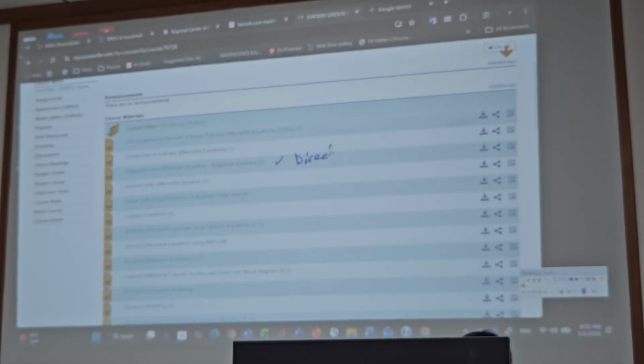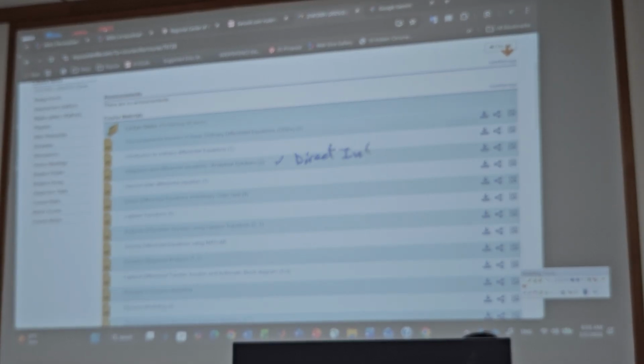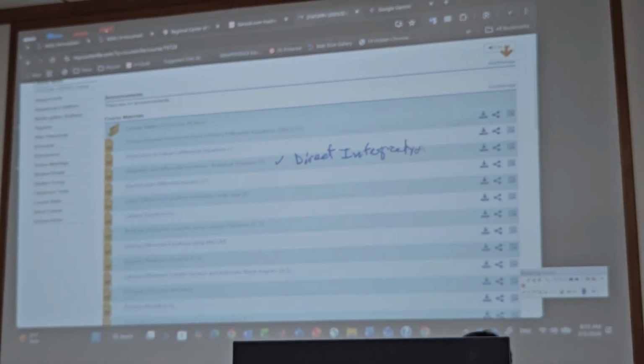Let me review a little bit about what we have learned. We have the integration method, and this was direct integration for these slides, as well as the exact equation method, right?